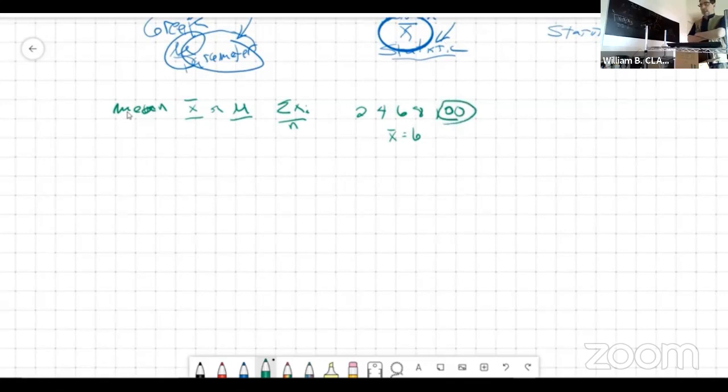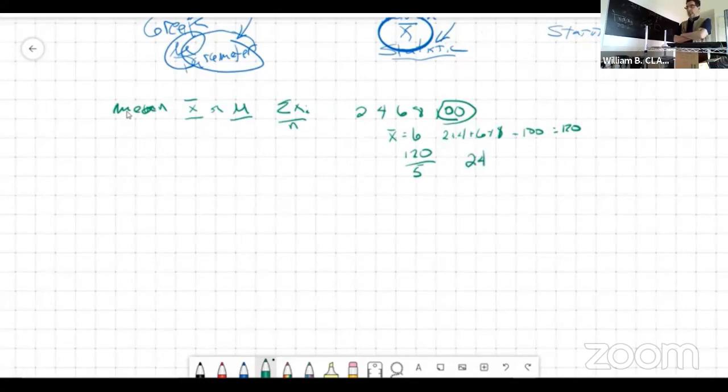We call this an outlier, and it's going to change the mean by a lot, right? If we take 2 plus 4 plus 6 plus 8, so that's 6, 12, 20, and then plus 100 equals 120. And if we take 120 divided by 5, we get a much different number than 6. In fact, we get 24, right? Okay, so it went up by a factor of 4, actually.